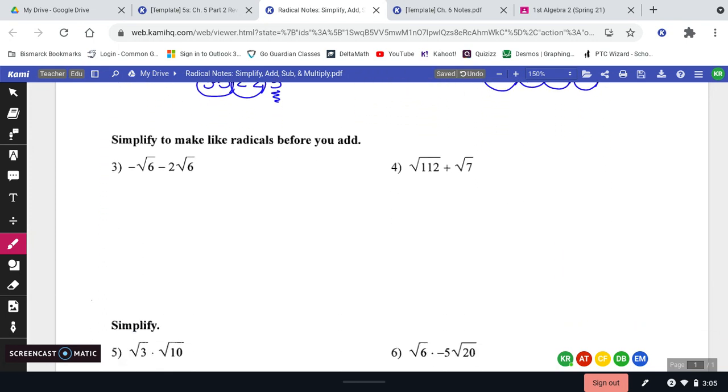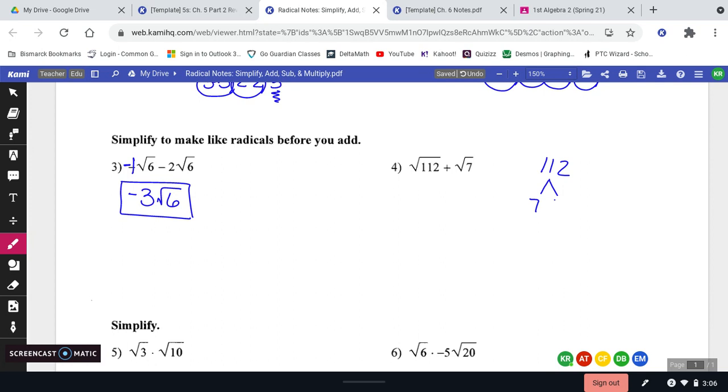Okay. When you add, you need to have basically like terms. They need to match. So these both are root 6's. So this would be like a negative 1 root 6. So this together would be a negative 3 root 6. Okay, now these are not like radicals. They don't match. But if I can do something with the 112, I might be able to make them match.